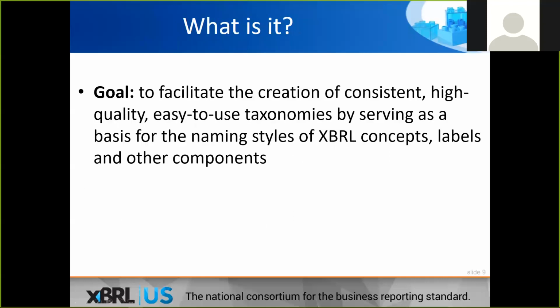Basically, the goal is to facilitate the creation of consistent, high-quality, easy-to-use taxonomies by serving as a basis for naming styles of XBRL concepts, labels, and other components. It's a bit of a mouthful, but it really comes down to how do you take each of the pieces and name both the concepts and the labels that are associated with them, and then even to that point, what's in the documentation for that.